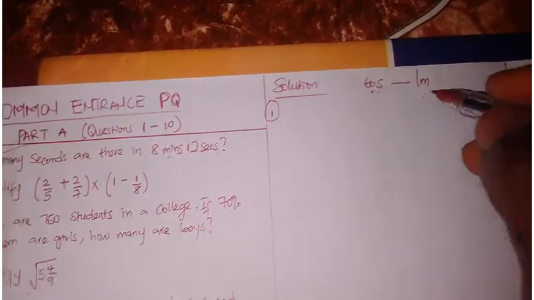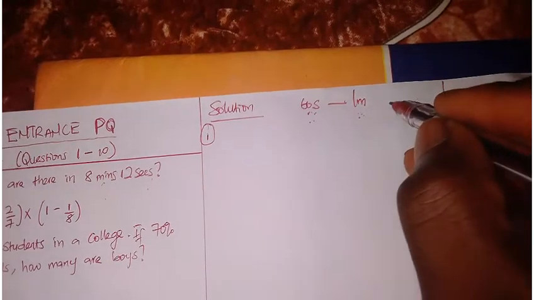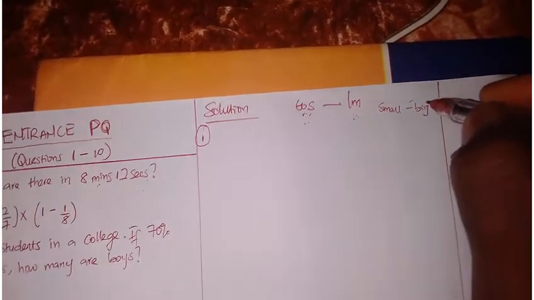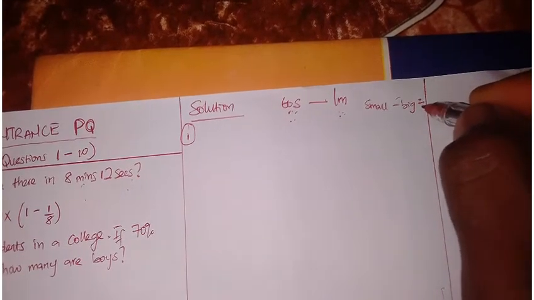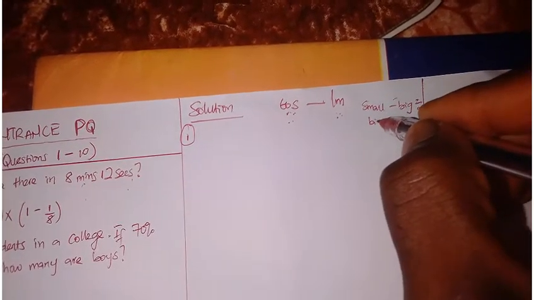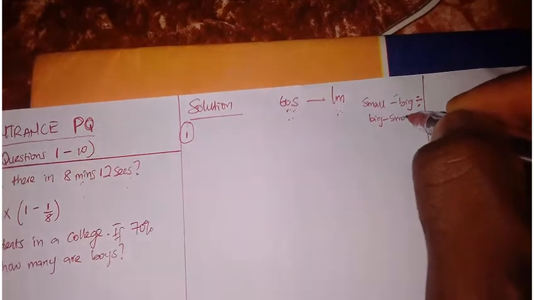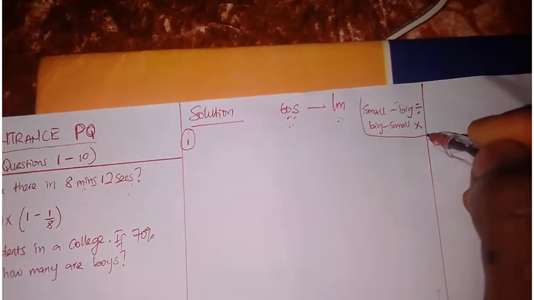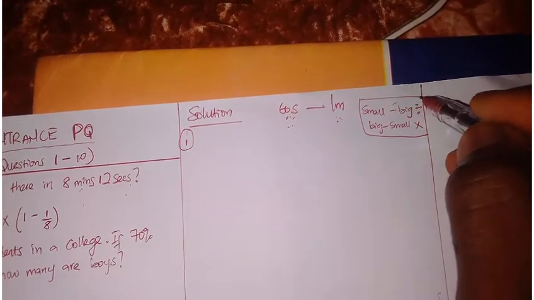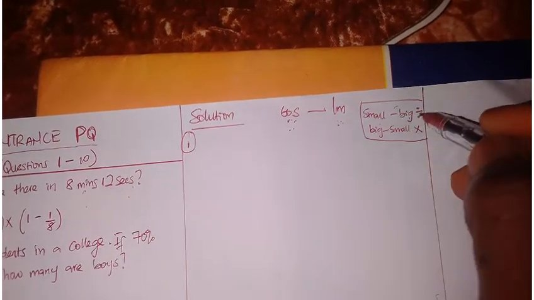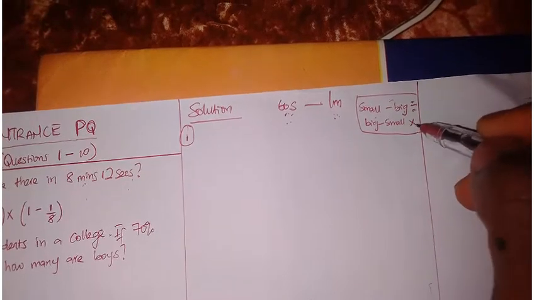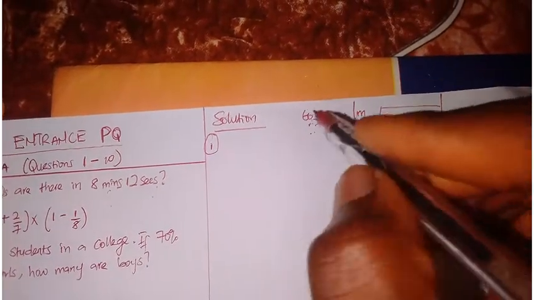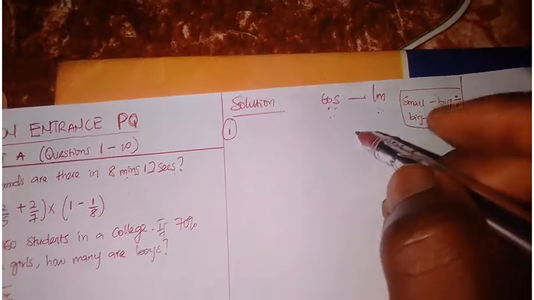That's the idea. Converting from small to big, I divide. If I'm converting from big to small, I multiply. This rule applies in most areas of mathematics. Converting from a smaller to a bigger one, I will divide; converting from a bigger to a smaller one, I'm going to multiply. So without wasting time, I'm going to multiply by 60.